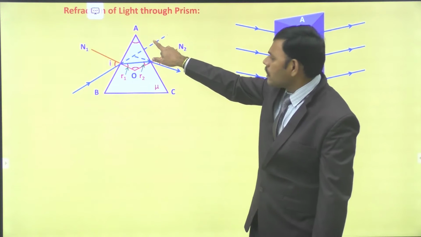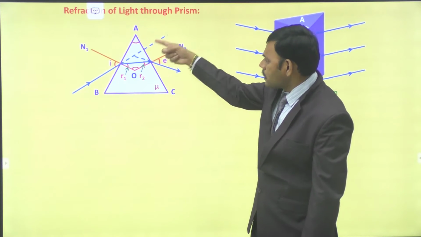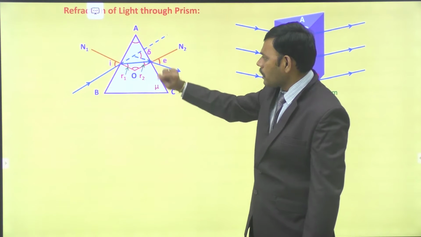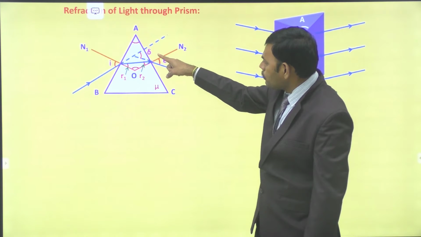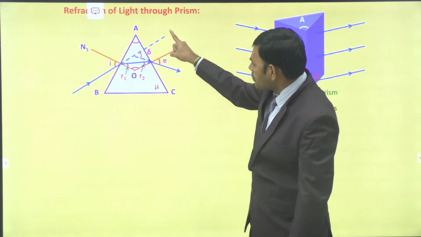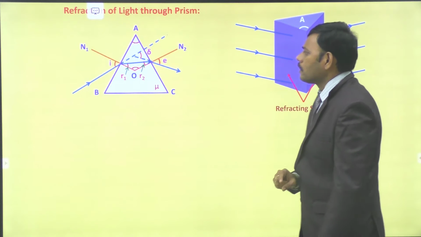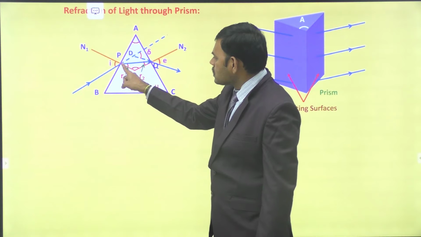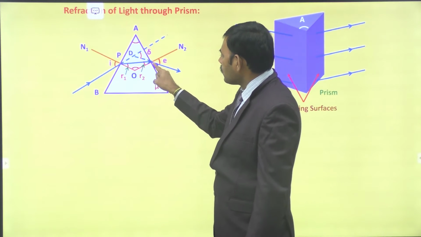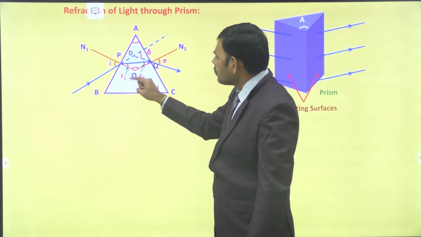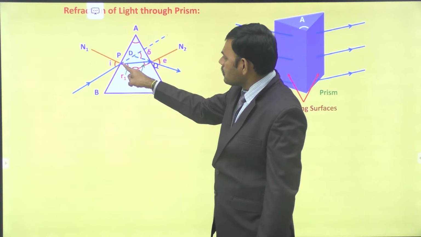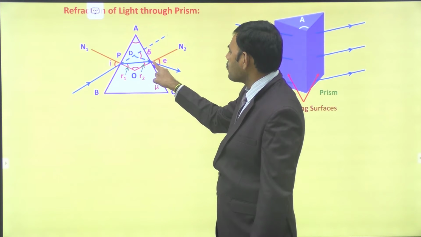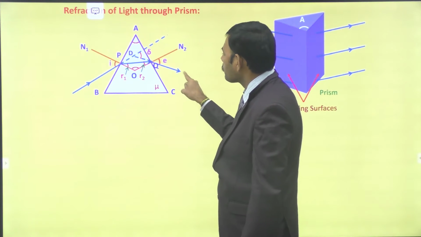The angle between the incident and emergent light rays is considered the angle of deviation. See the delta. Delta is the angle of deviation, that is the angle between the extended line of the incident ray and the emergent ray. Now let us put names for each one. Let this point of intersection be P and this point be Q. So the incident light ray is incident at point P. PQ is the refracted light ray and at point Q the light ray emerges.